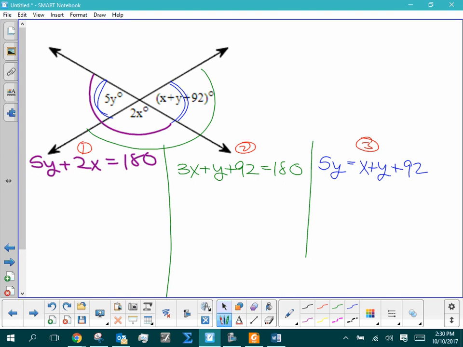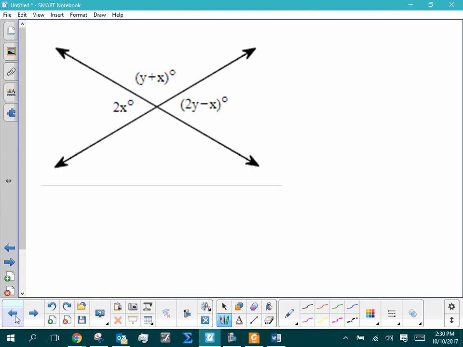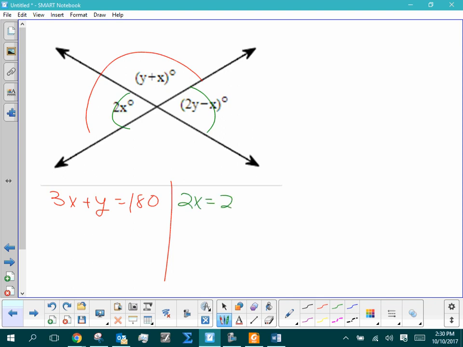And I think this was like question 11 from Math Excel. But if you look, question 10 was a little bit easier. I can give you a picture here. This is question 10. If I go through question 10, maybe I do the same thing. Are those going to be supplementary? Yeah. So 3x plus y equals 180, right? There's one equation. Are these two going to be equal? So I say 2x equals 2y minus x. Okay, so that's a second equation.